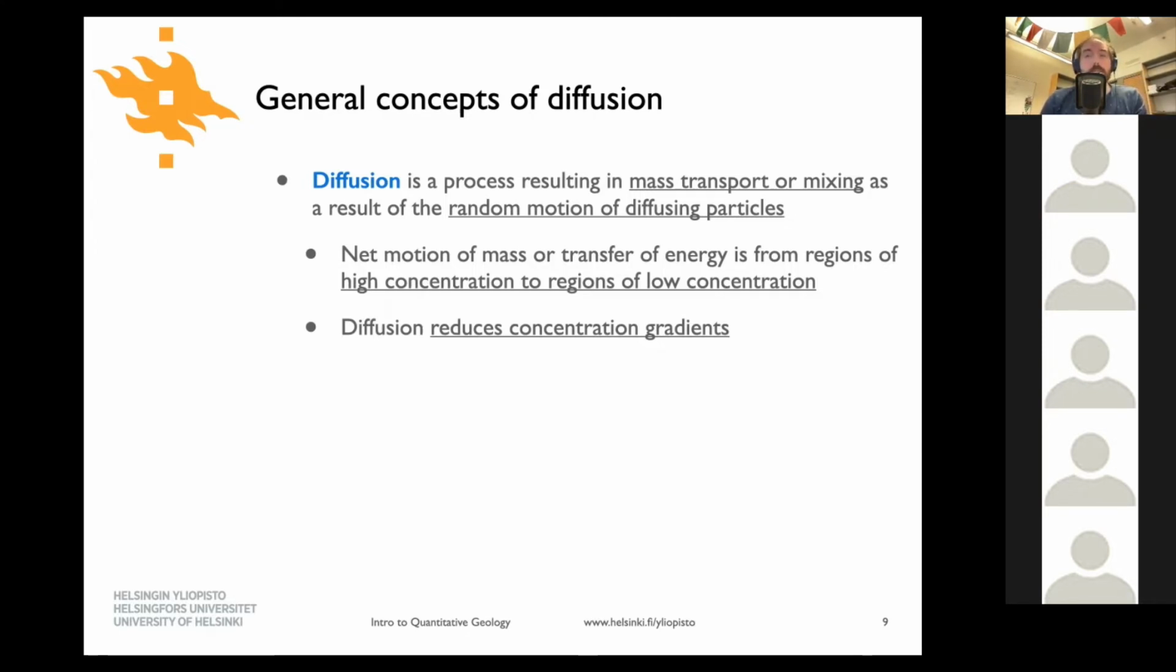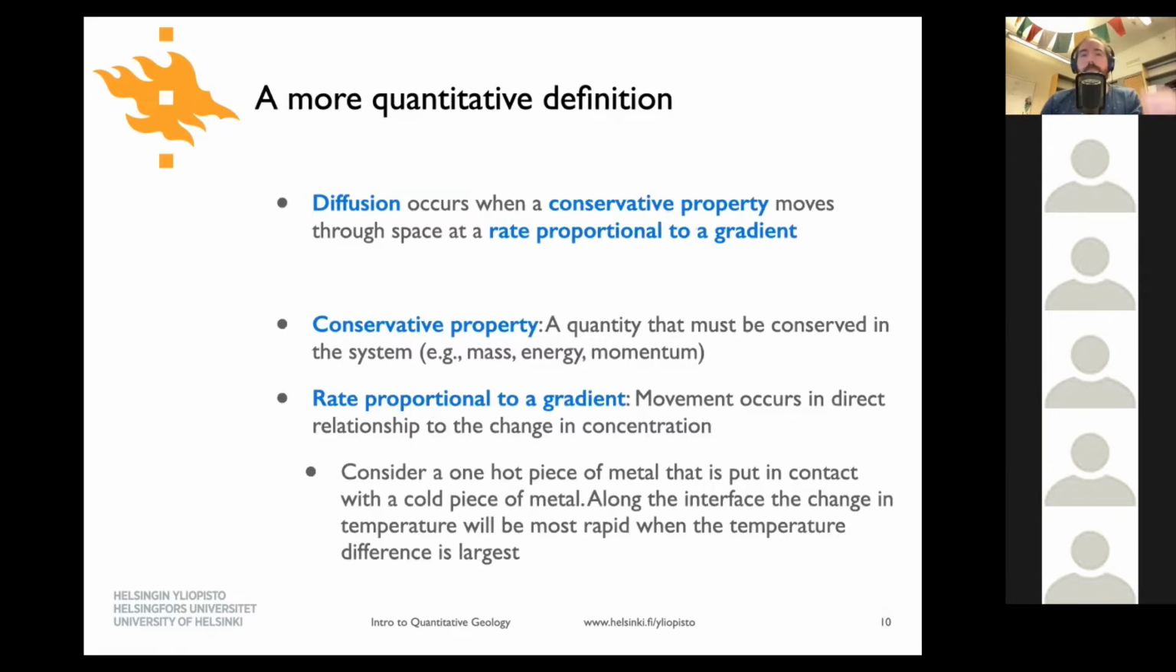As this process occurs, it tends to reduce concentration gradients. So when we have a barrier between two materials like A and B at the beginning, we have an essentially infinitely steep gradient. But as soon as we take away the barrier, the diffusion process starts occurring, and the concentration gradient between A and B reduces as a result. So that was our conceptual definition.